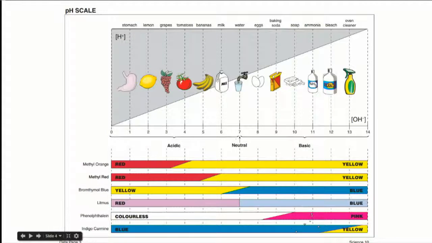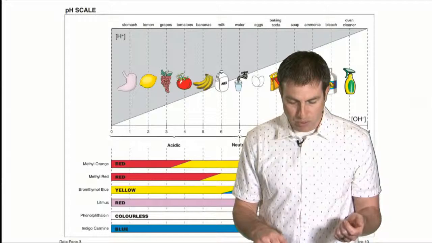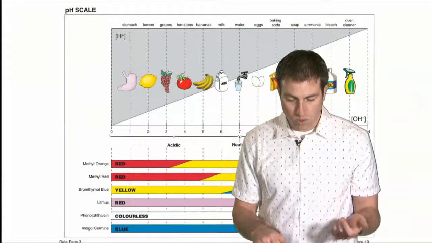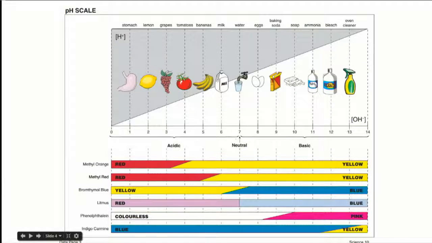So you'll end up seeing questions like that. So-and-so turned methyl orange red, and it turned bromothymol blue yellow. What is the approximate pH? So you look and say, okay, well, methyl orange is red up in this section, and then bromothymol blue is yellow in here. So I know it's going to be a pH between about 3 and 0. So that's how you're going to use this chart.